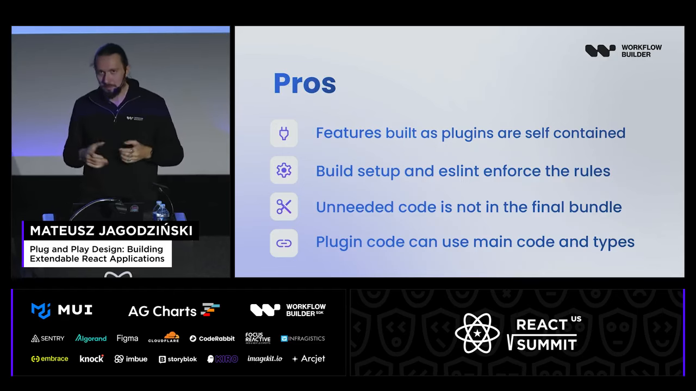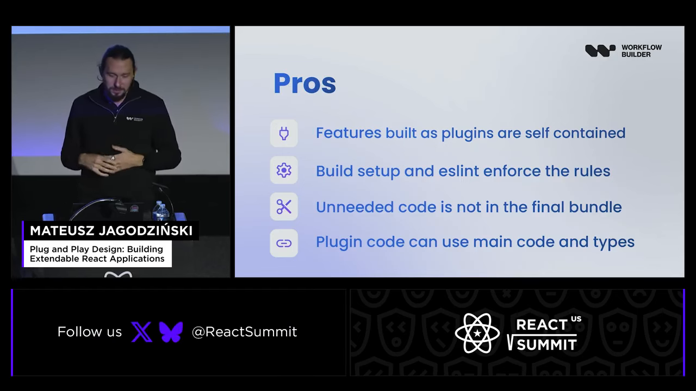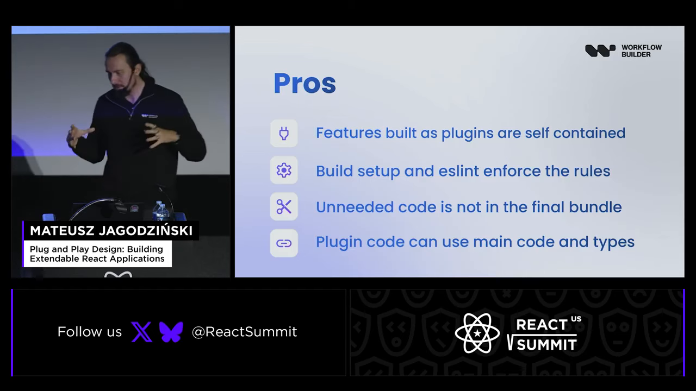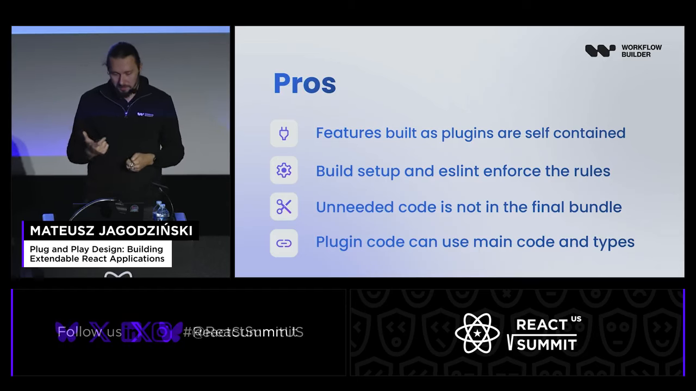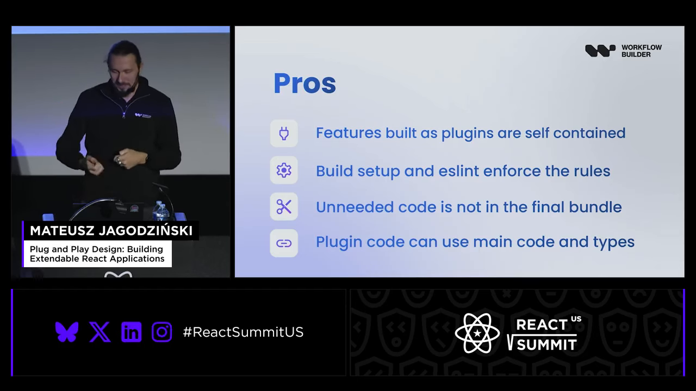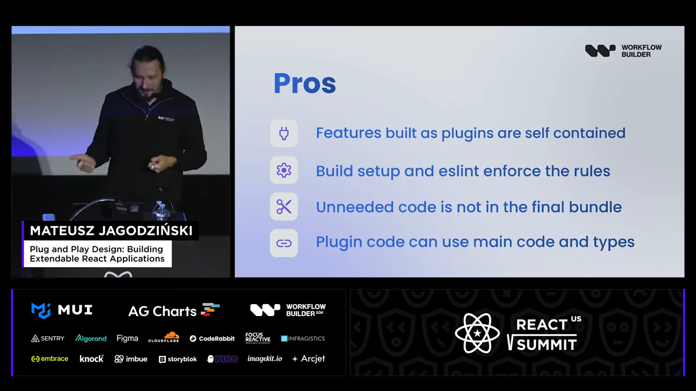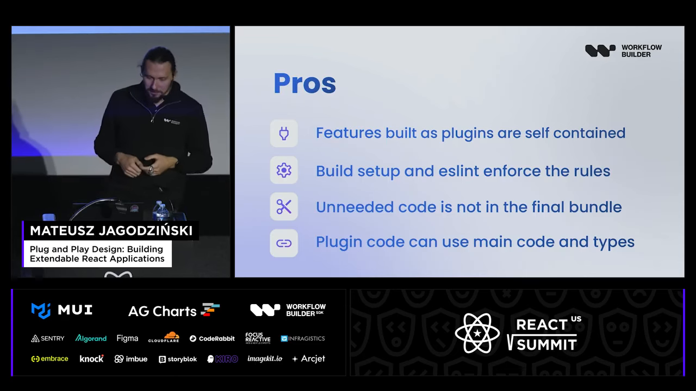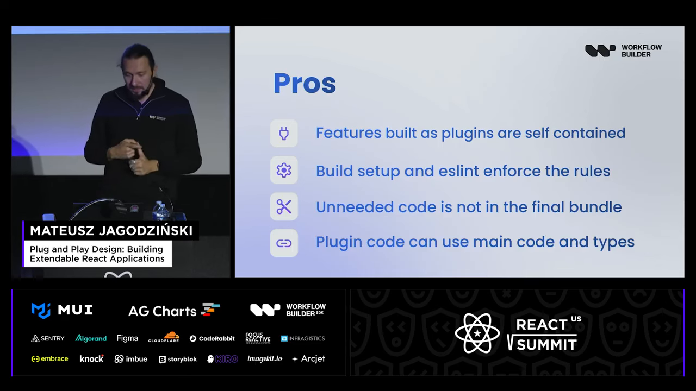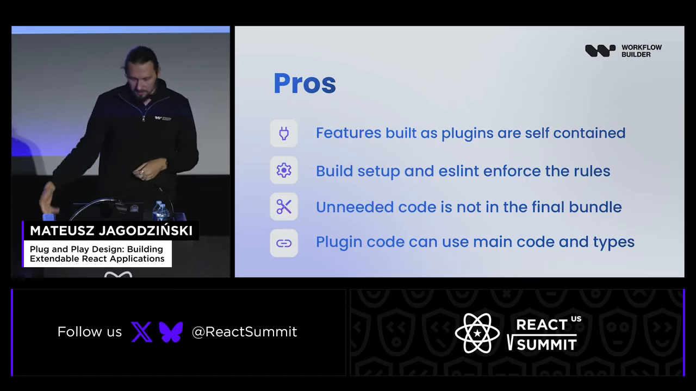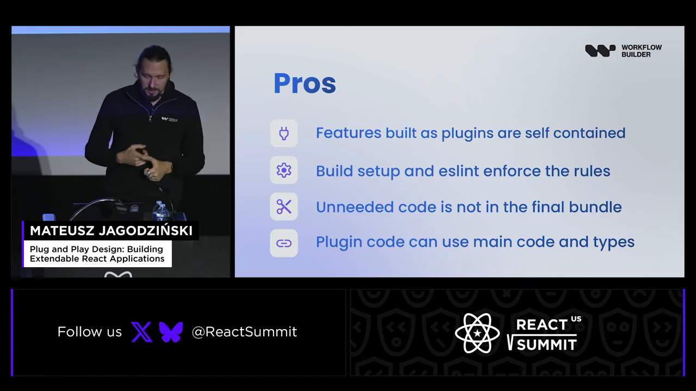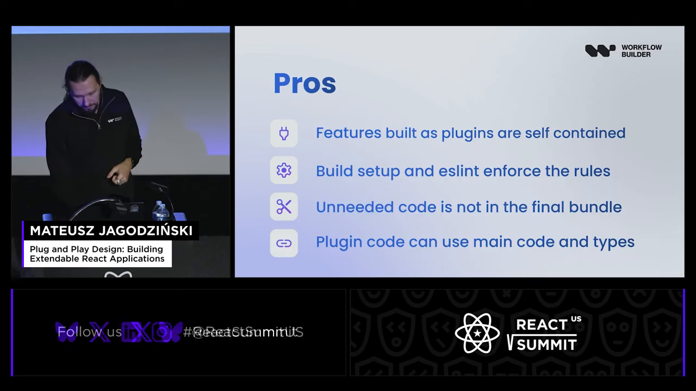Well, there are some pros of this solution. Features built as plugins are self-contained, right? We have this better encapsulation of our logic. With this build setup and ESLint, we enforce those rules, so there's less room for error. You know, typically React itself doesn't force much on the developers, so it's sometimes good to constrain yourself. One thing, unneeded code is not in the final bundle. So if we remove something like a plugin, it does not get shipped, does not get built. And at the same time, plugin code can use main code and its types.